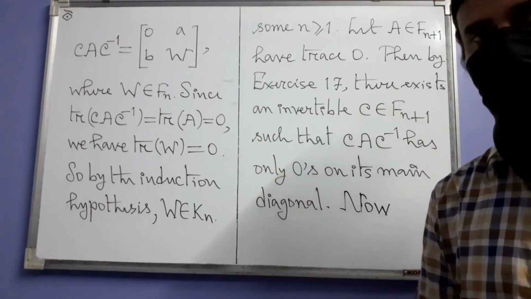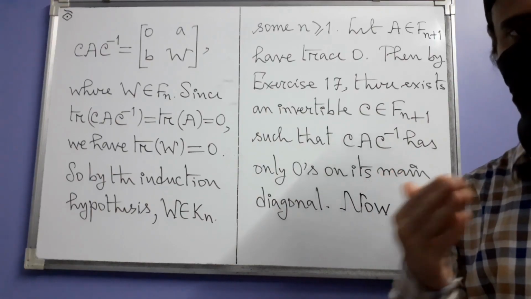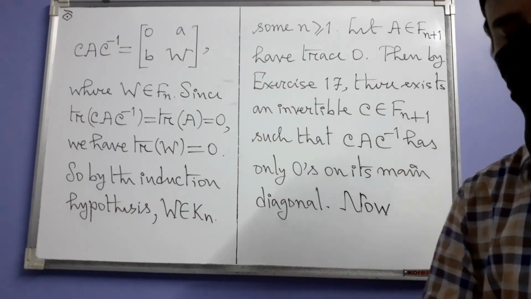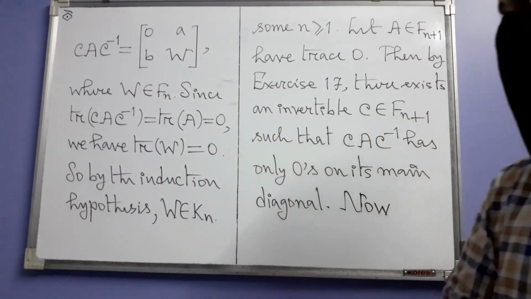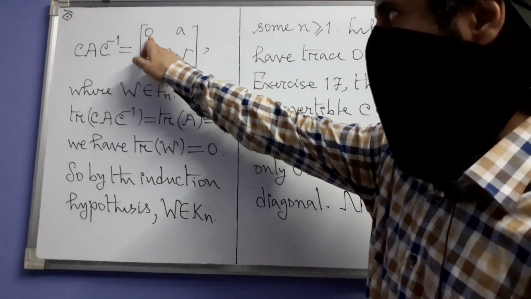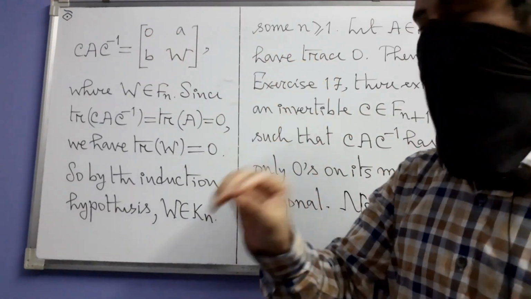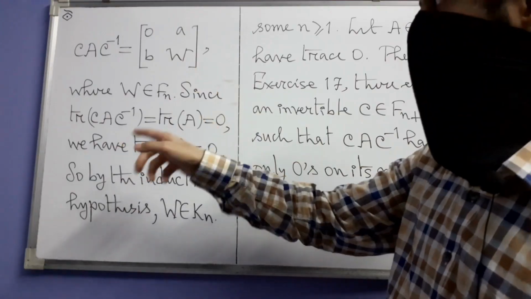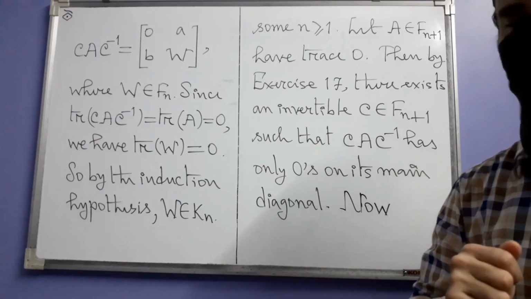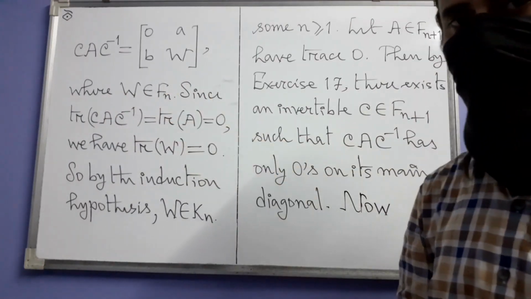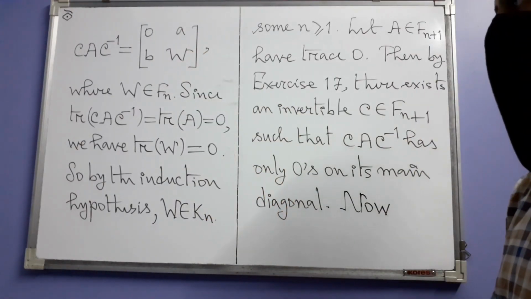Let us first use this information that all the entries on the leading diagonal of CAC inverse are equal to 0, to write CAC inverse in this block form. If all the diagonal entries are 0, in particular the first diagonal entry will also be 0. So we separate that as a single block, and along with that you already know the pattern. This W is a submatrix of size n. It's an n by n matrix. That's why we have written W belongs to F^n. And A and B are respectively rows and columns of appropriate sizes.